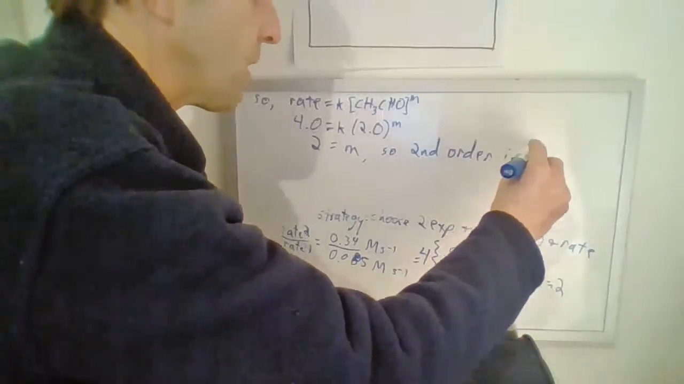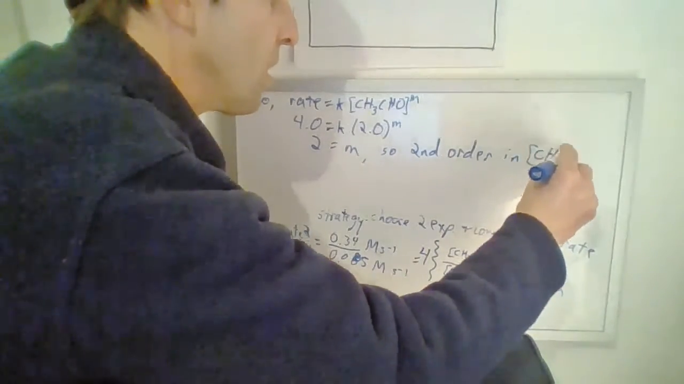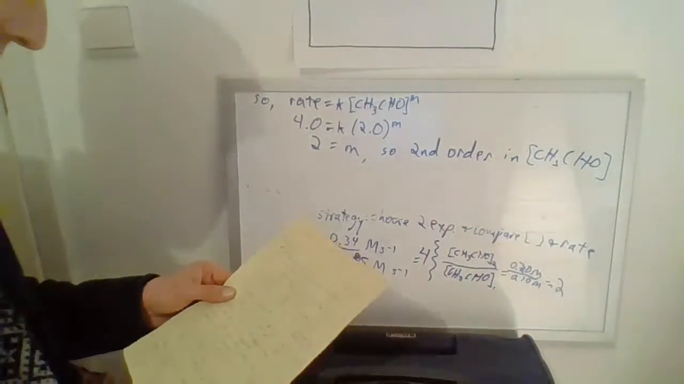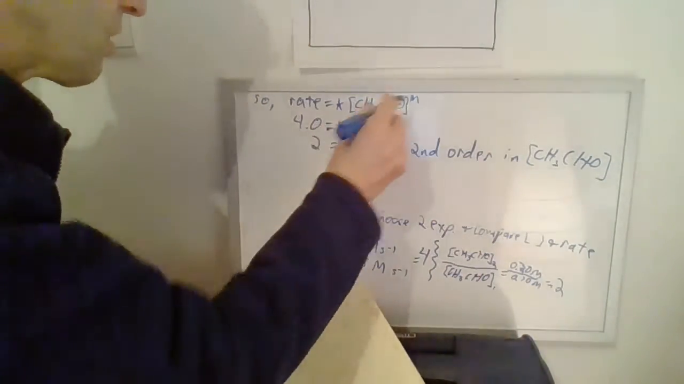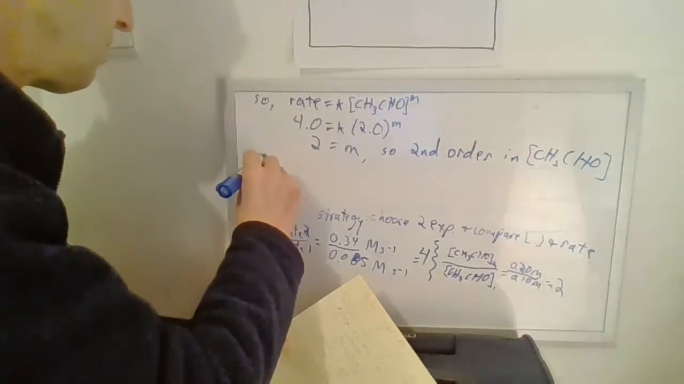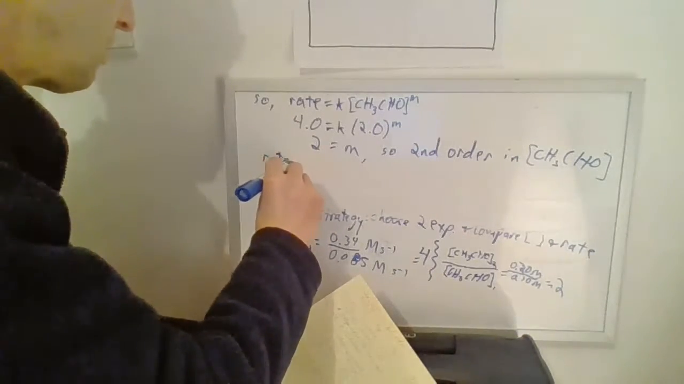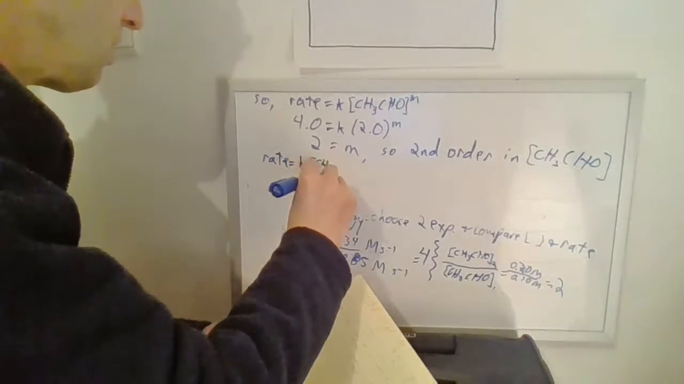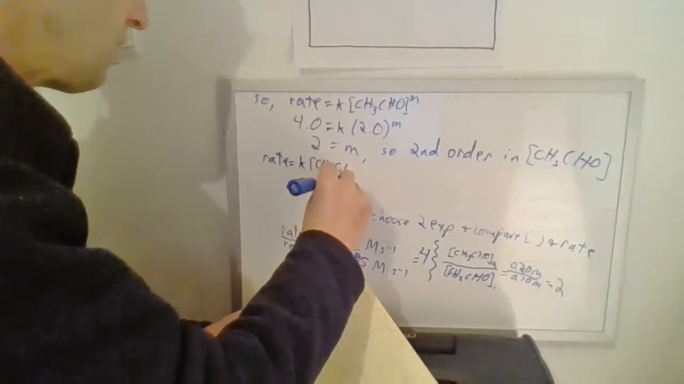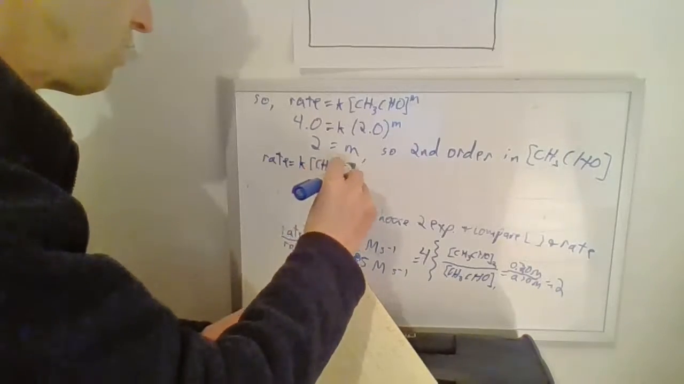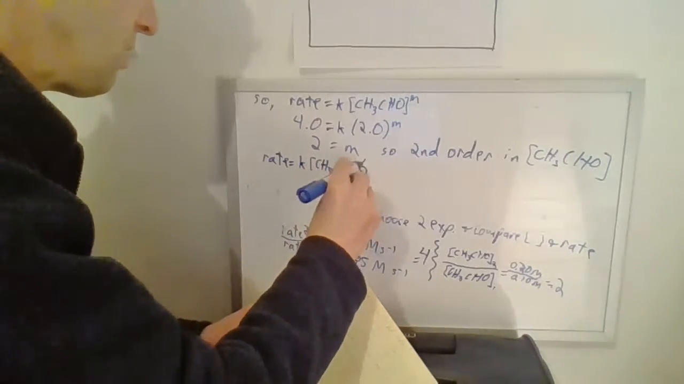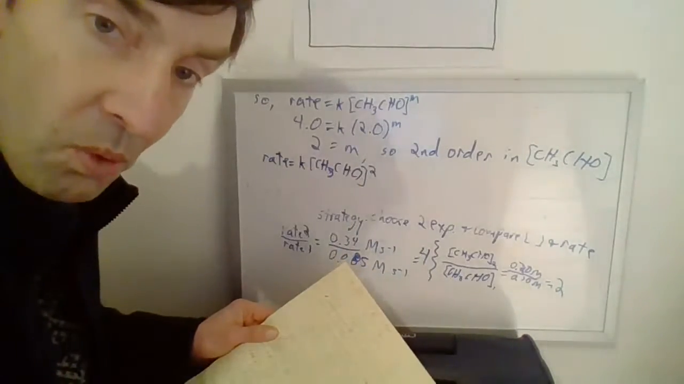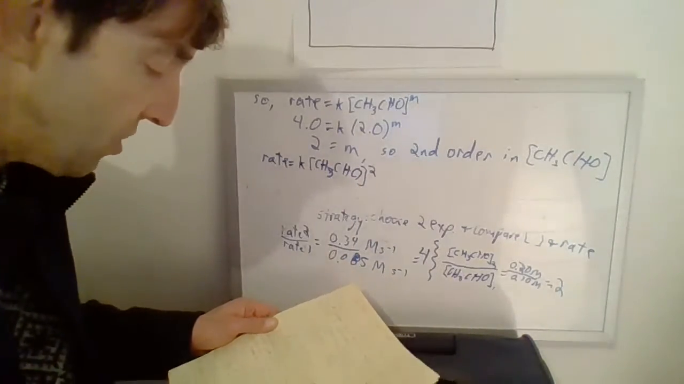Well, the only chemical we got, CH3CHO. Another way to say it is I can now put a 2 up in there. So the rate equals K times CH3CHO to the second power. It's a second order reaction. That's what you've discovered using the data.